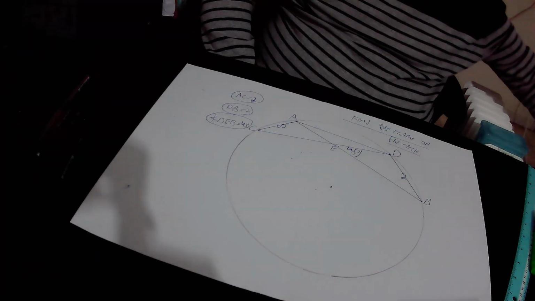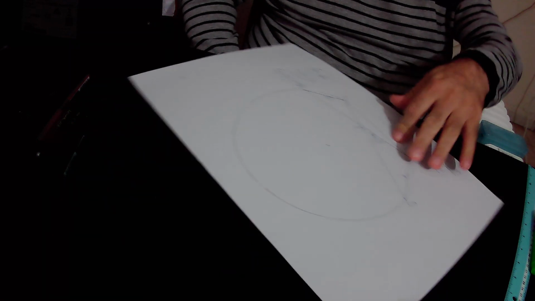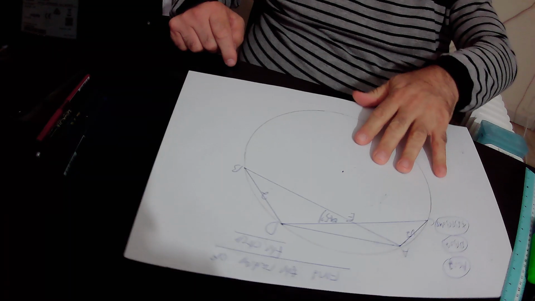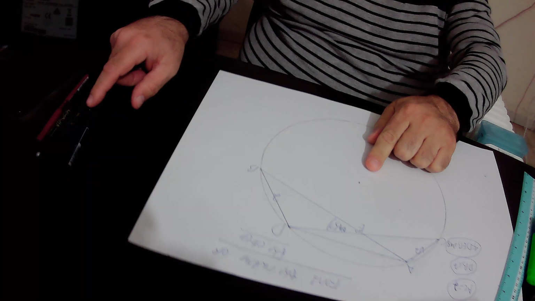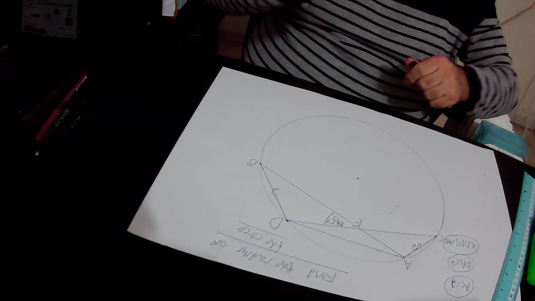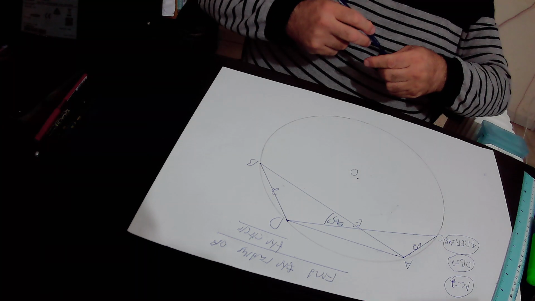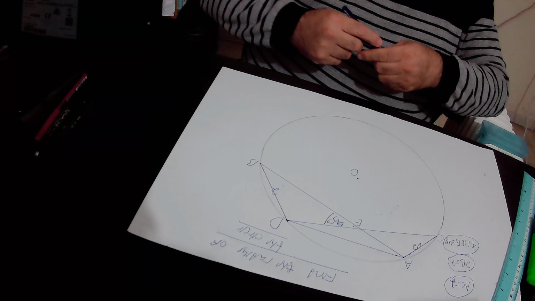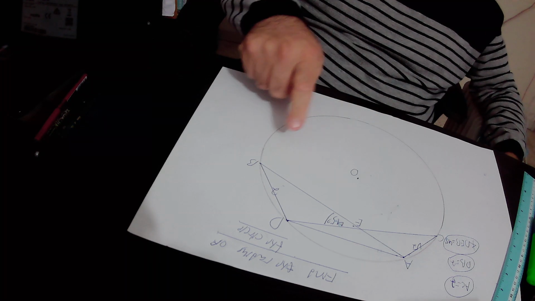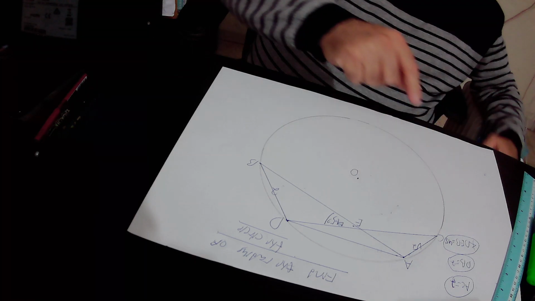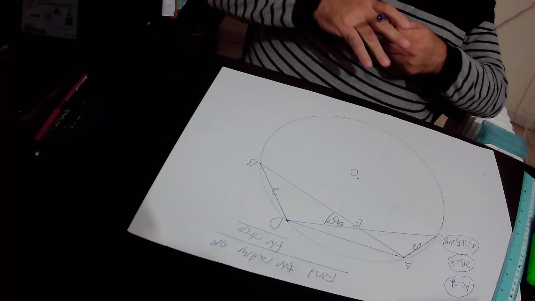Okay, so first of all, we define the center of this circle. This point is O. And then we will join together points O and B, points O and D, points O and A, and points O and C by a straight line.